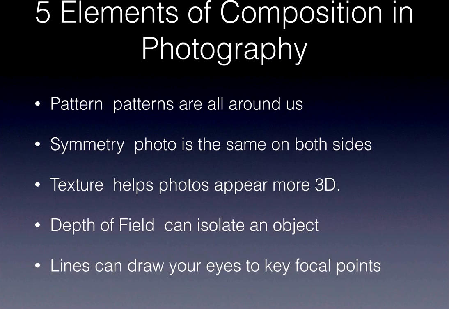And the depth of field allows you to isolate a particular object in an image, and that way you can train the eye to go exactly where you want it to go in a photograph. Lines can draw your eyes to key focal points also, so keep that in mind. There's different ways that you can sort of trick the eye to get it to come wherever you would want it to be.